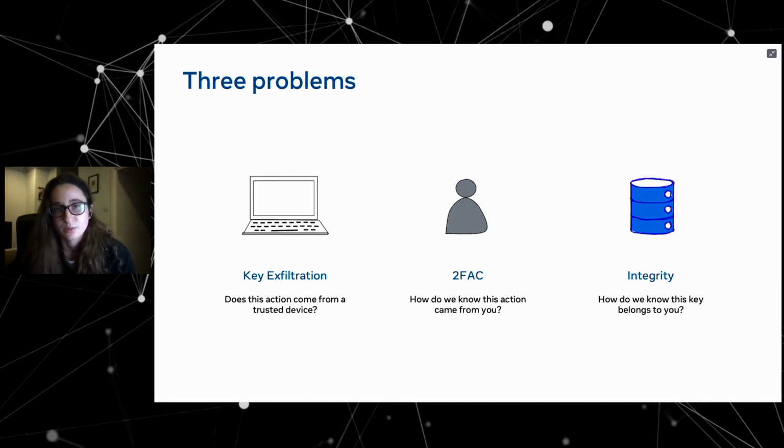The second problem in our stack is the issue of two-FAC. Two-FAC is designed to detect that you are physically present at your machine, yet ironically, things like SMS or HOTP tokens are phishable. And if a token can be phished, how do we know that this action came from you?